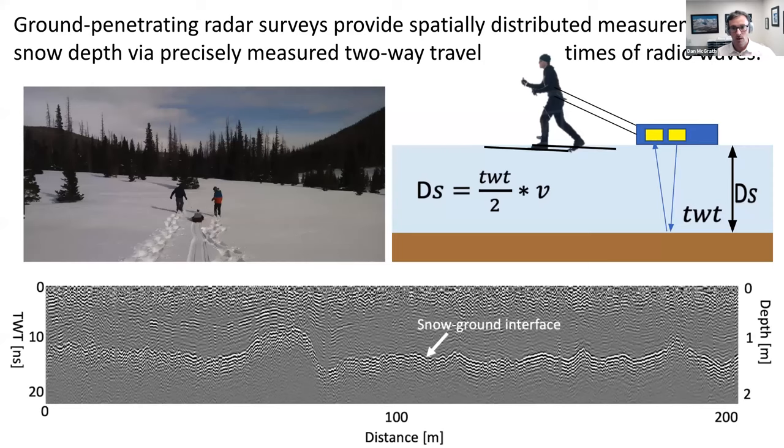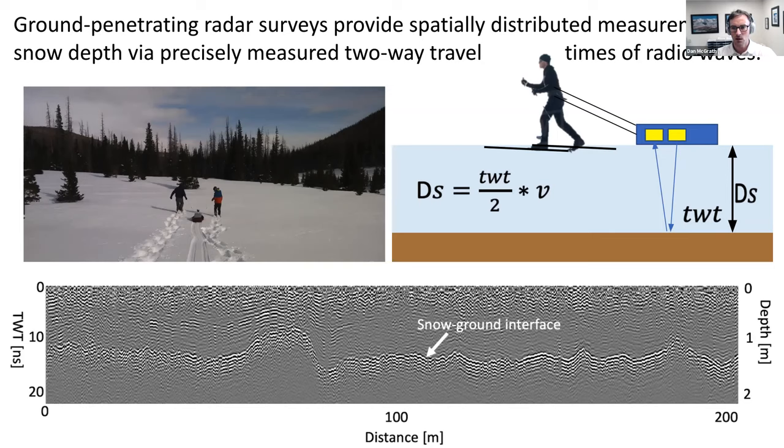Ground penetrating radar, or GPR for short, is an electromagnetic method that precisely measures the two-way travel time of a radio wave through a medium. A medium of interest in this case is snow. Basically what GPR gives us is spatially distributed measurements of snow depth. Again, a photo here on the left of the data collection. For the most part, in recent campaigns, we've collected GPR in a sled dragged behind someone snowshoeing or skiing. Out on the Mesa, a lot of this data collection was done by attaching the sled behind a snowmobile.